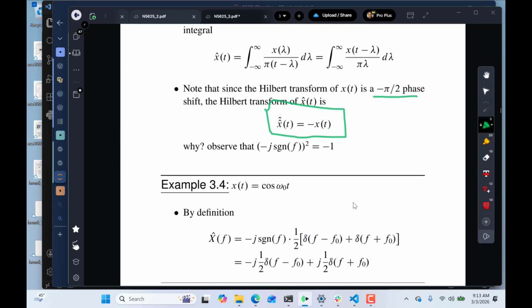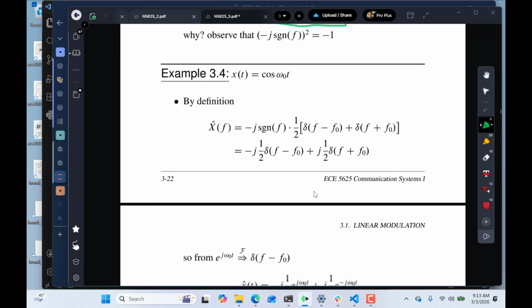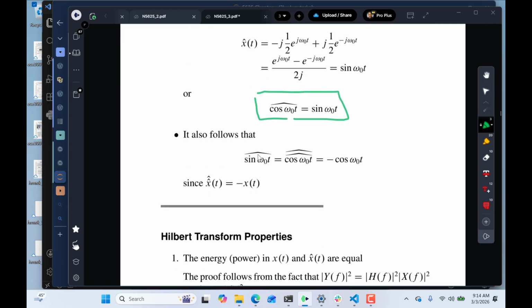So we have that. If we have a cosine and we take the Hilbert transform of the cosine, we're going to get a sine because we're going to have this minus j signum, and that's going to propagate around as minus j and plus j. And if we put that back together with Euler's identity, that's a sine. And then we get this operation here, which makes sense. 90 degrees phase shift converts a cosine into a sine. And if you take the Hilbert transform of the sine, it's like taking 2 transforms of the cosine, so you're going to get back minus cosine. So you have this property too.